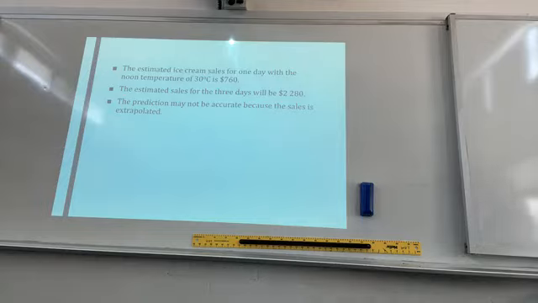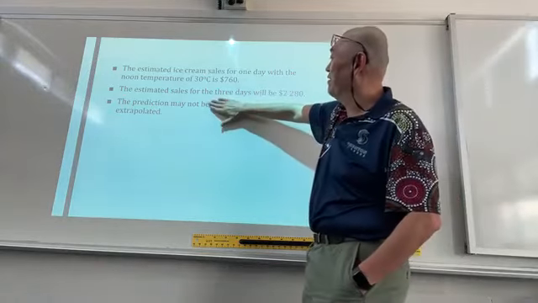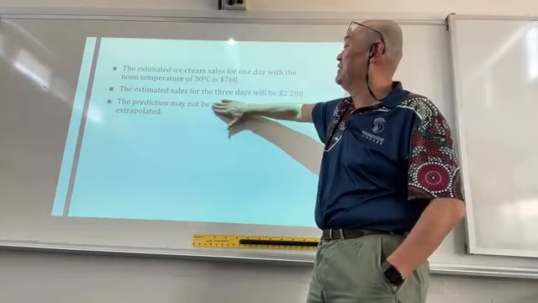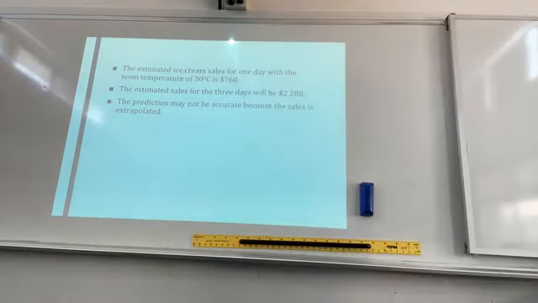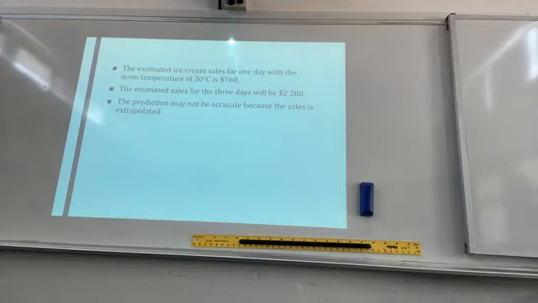Now, perhaps I shouldn't use the word accurate. I should say that the prediction may not be reliable, because it's extrapolated. So I would rather use the word reliable. When you are asked to comment on whether the prediction is reliable or not, just explain whether it's reliable or not reliable. If it is reliable, it's interpolated. If it is not reliable, it's extrapolated.